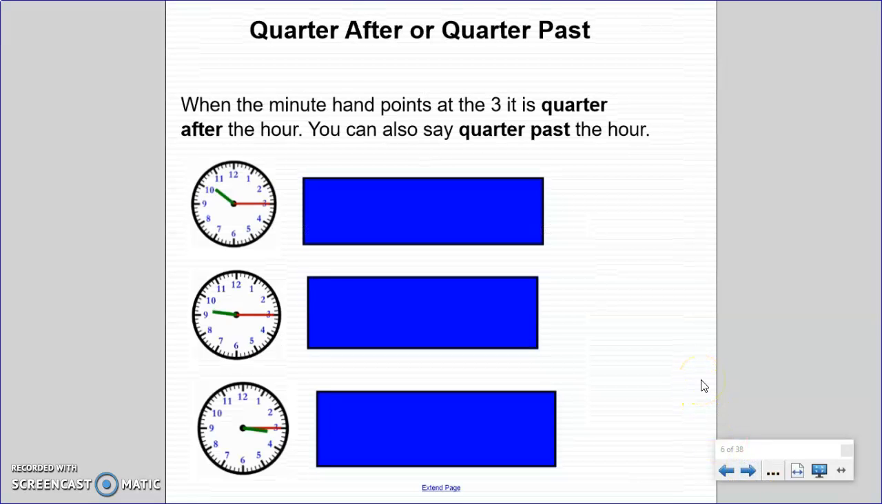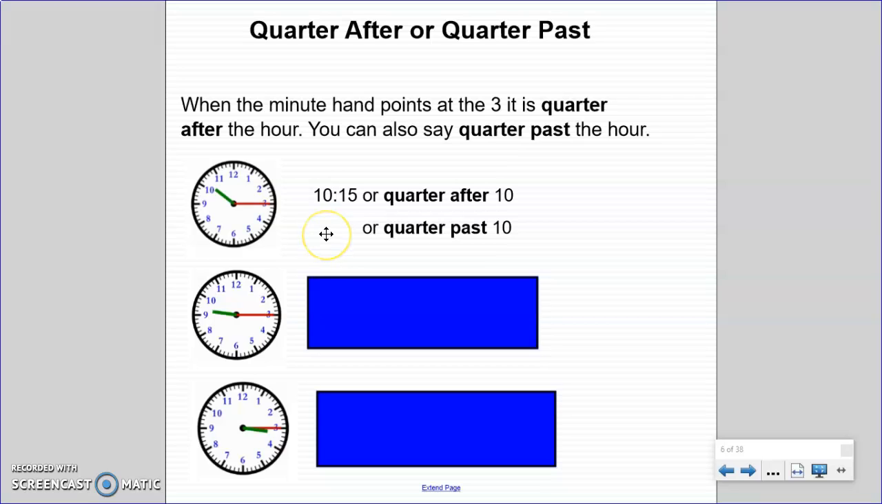When the minute hand points at the 3, it is quarter after the hour. You can also say quarter past the hour. For example, on this clock, the minute hand is pointing at the 3. It is 5, 10, 15 minutes past 10. Or, remember when we divided our clock into fourths, this would be a quarter. So you could say 10:15 is the time shown on the clock, or you might hear someone say quarter after 10 or quarter past 10.